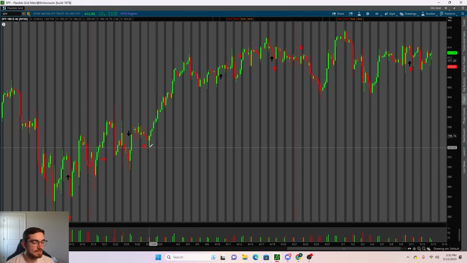Again, it doesn't matter what time frame, you always want to use wick to wick, and that's how you find the correct Fibonacci retracement zone. So remember and make note, wick to wick.